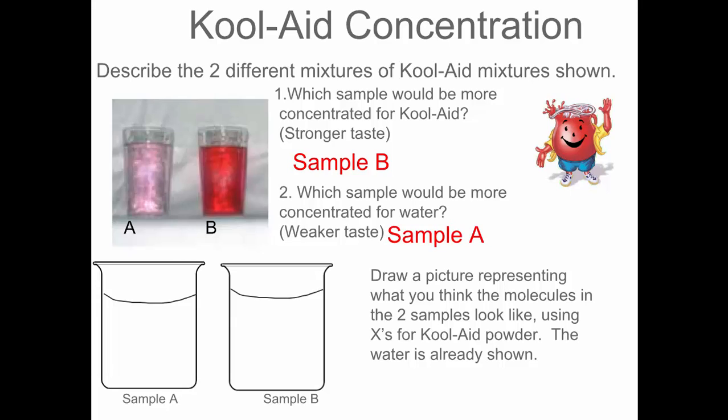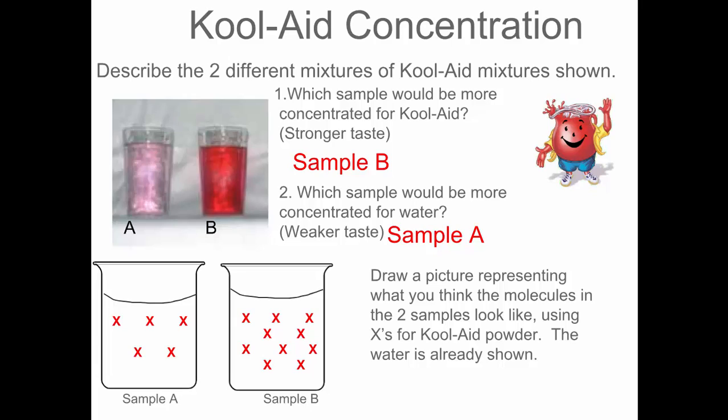A. So maybe this one is 10% Kool-Aid, 90% water, and maybe this one is 2% Kool-Aid, 98% water. So they have different concentrations of Kool-Aid in water. If we imagine being able to see the Kool-Aid molecules, sample A might look like that, and sample B might look more like that.